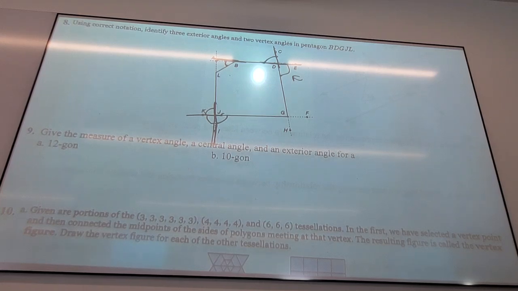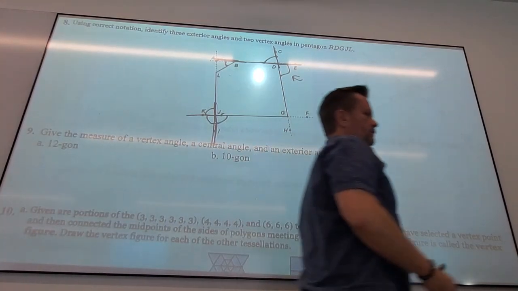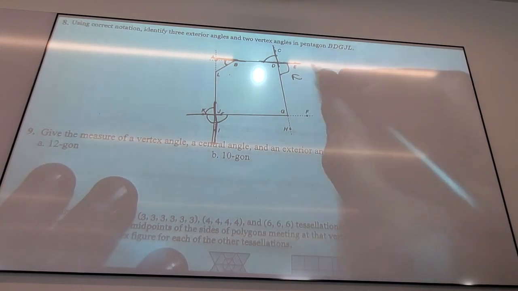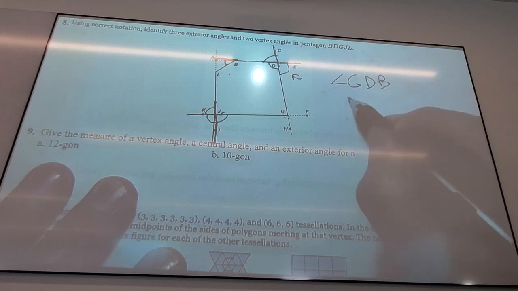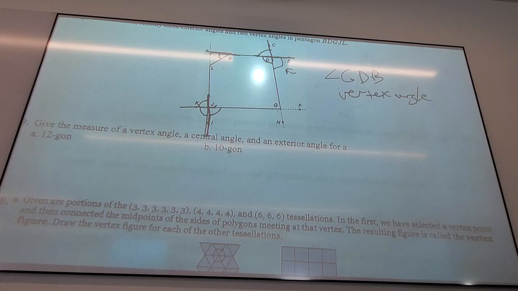And of course, vertex angle is also called interior angle. Can somebody give me one vertex angle? Can somebody identify a vertex? D is a vertex, cool. So what is a vertex angle involving D? GDB, I love it. That would be a vertex or an interior angle. Yes. I like it a lot.